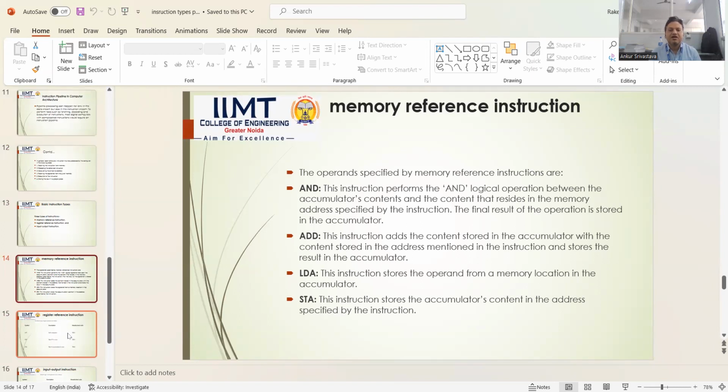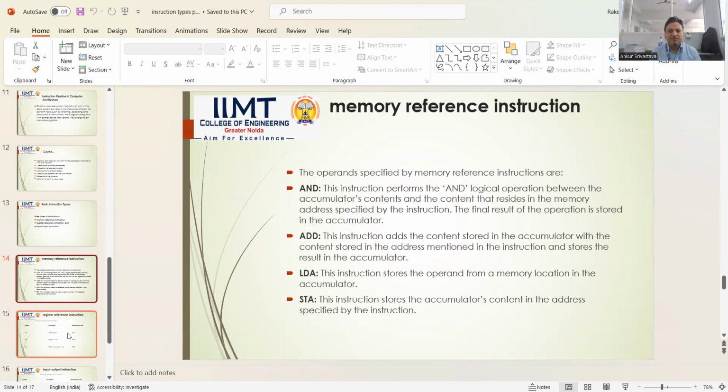Next one is ADD. This instruction adds the content stored in the accumulator with the content stored in the address mentioned in the instruction and stores the result in the accumulator. So AC is equal to AC plus the register which is given over there. The result shall be stored in the accumulator. Now what we are studying is memory reference. That is why we see that AND is also using memory content, ADD is also using memory content. So that is a memory reference instruction.